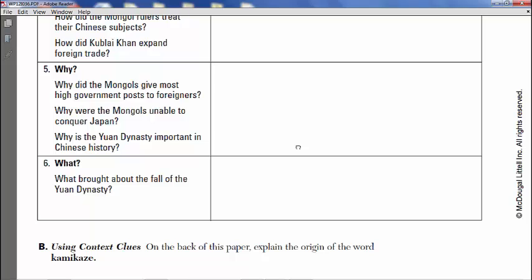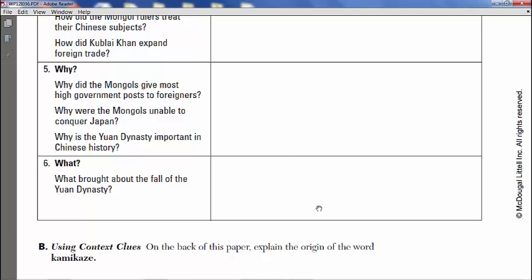Number 6, what brought about the fall of the Yuan dynasty? Several military defeats, very high luxury lifestyle, the heavy taxes, heavy spending. A lot of people started to get upset over all this, so a lot of civil discontent. The government started to fall apart a little bit. Many different power struggles among all the Yuan family members. They wanted the power, this family fighting over that family. And finally the rebellion of the population.